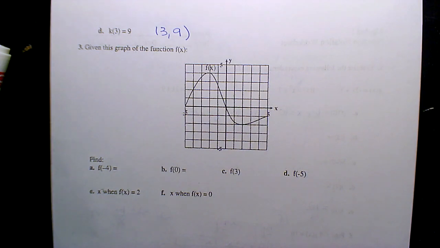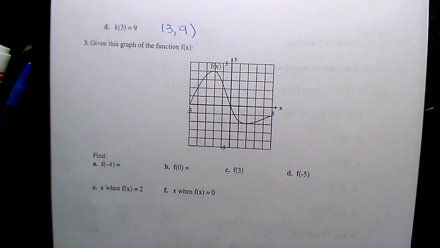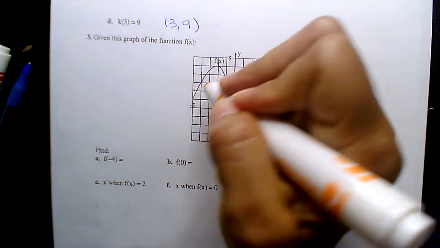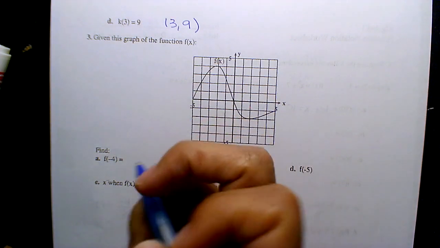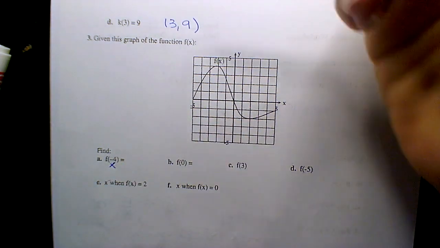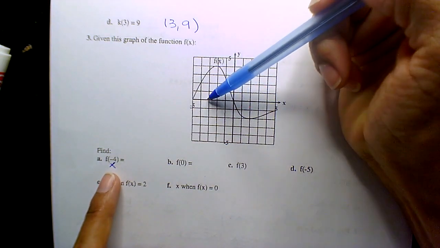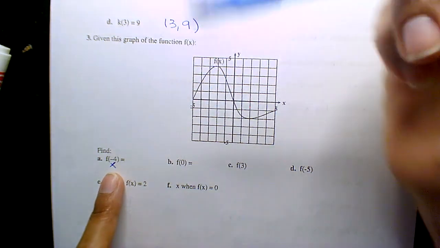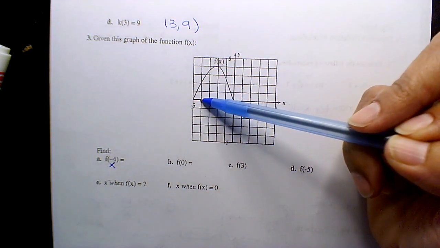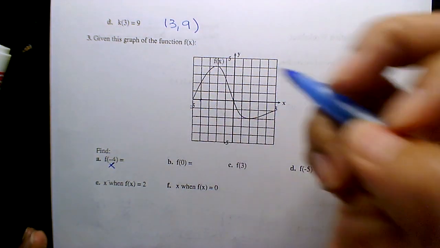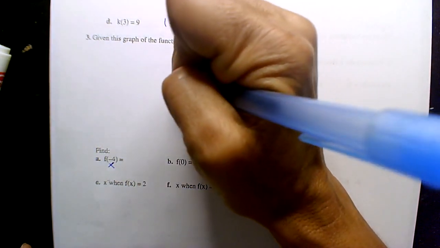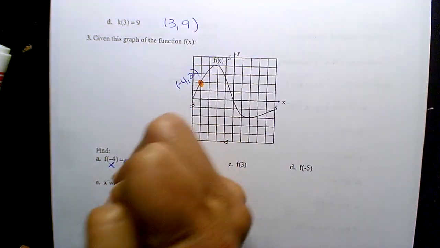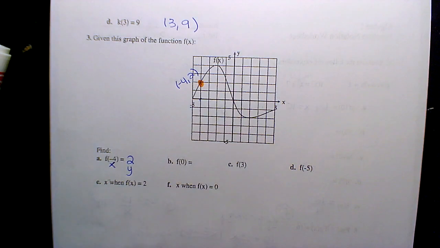Okay, so they tell you, given this graph, we're looking at this one. I'm going to use the orange to highlight what the numbers are. f of negative 4. So when x is negative 4, find negative 4: 1, 2, 3, 4. Where is the function? What's the y value? 2. So this point would be negative 4, 2, and that's why this is a 2. This is your y.